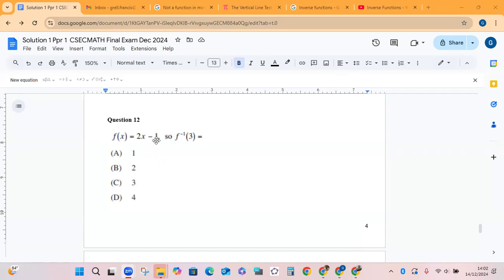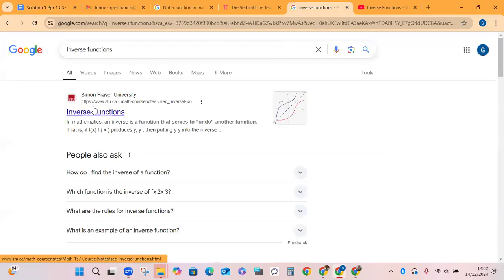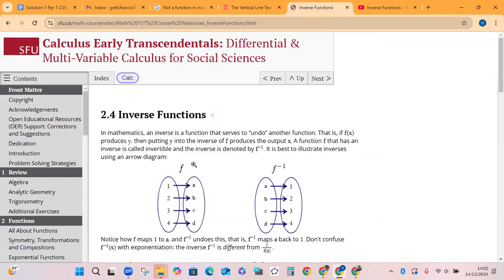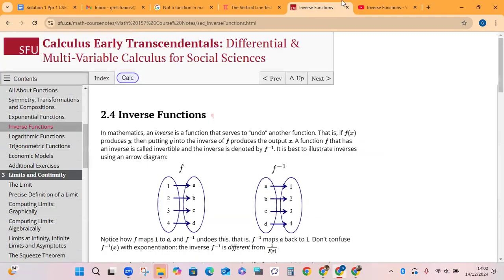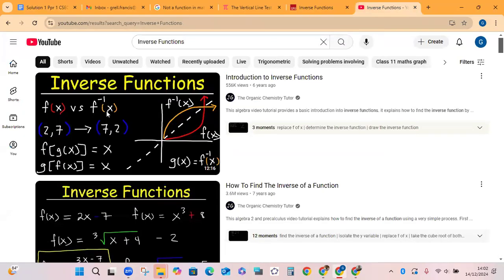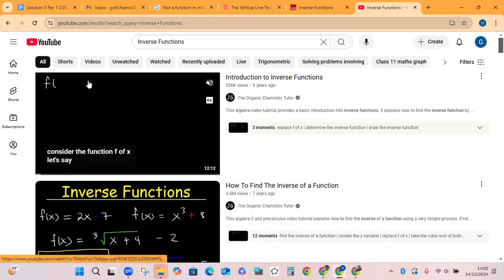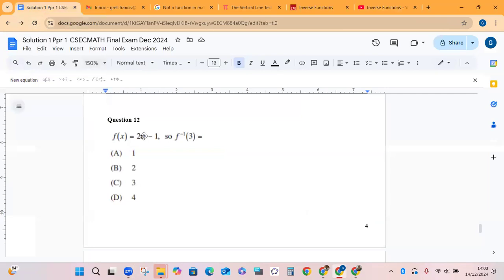So this is about the inverse of a function, how to find the inverse of a function. Basically, all you simply do is type in Google inverse of a function. You'll get a lot of information with regards to inverse of a function. This is just one example. And also in YouTube, you're going to get multiple videos showing you how to find the inverse of a function. Here we are going to discuss it rapidly.